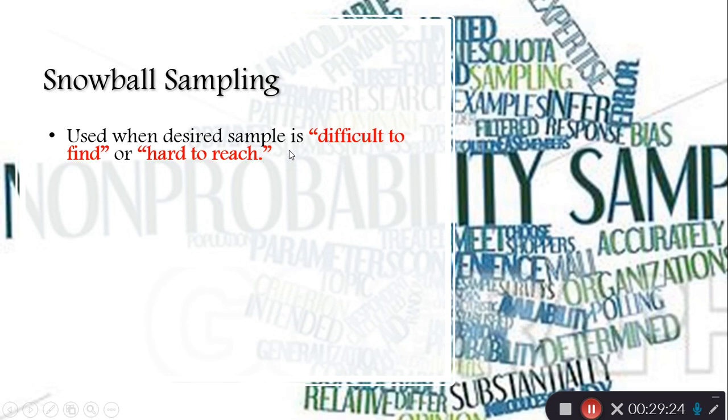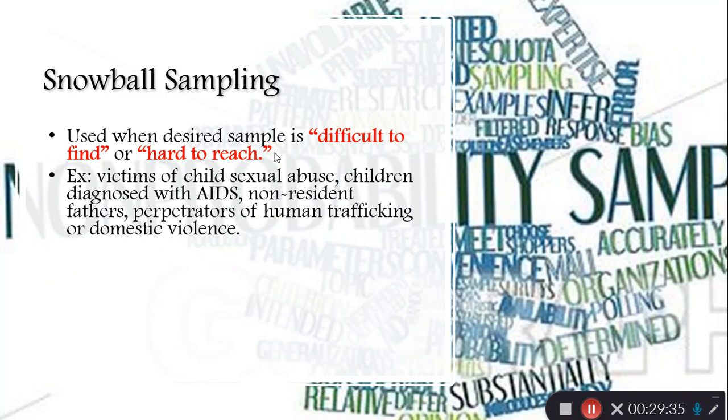Snowball sampling is a technique that is used when the desired sample is difficult to find or hard to reach. Some of the more hard to reach populations might be victims of child sexual abuse, or children diagnosed with AIDS, or in my case, for my work, non-resident fathers, or even perpetrators of human trafficking or domestic violence.